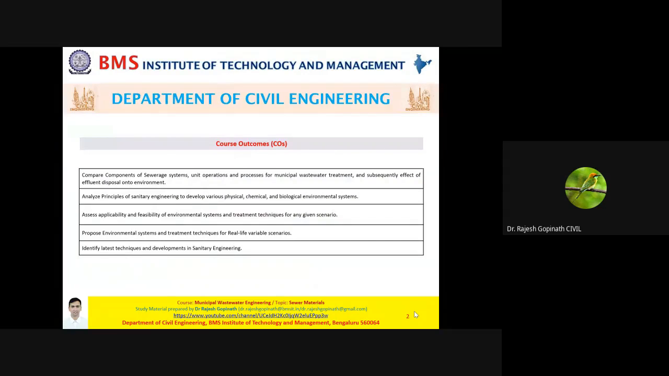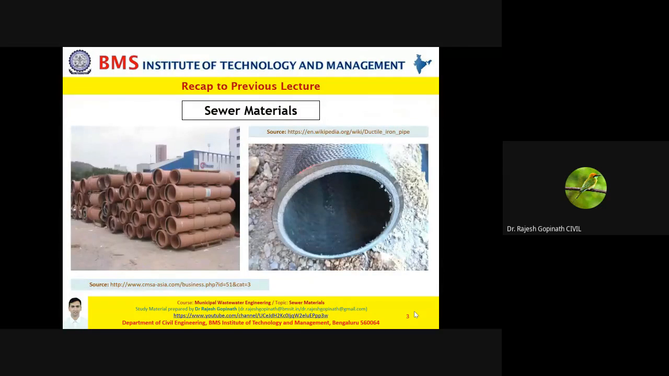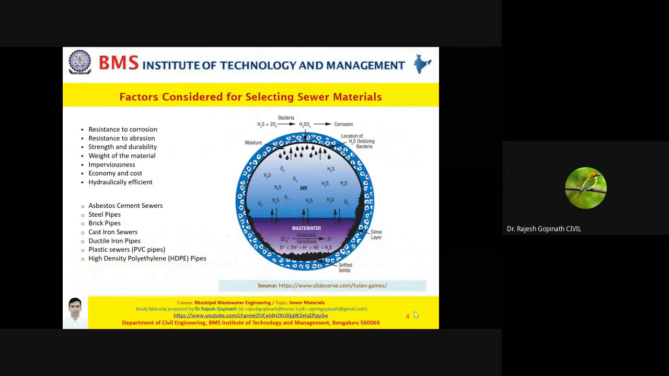If you recollect, in the previous class we had briefly touched upon sewer materials. As a quick recap, when you go about selecting a sewer material, there are certain criteria to be considered, such as its potential to resist abrasion and corrosion, its strength and durability, how heavy or light the material is, whether it is impervious enough to prevent infiltration and exfiltration, its overall hydraulic efficiency, and finally, when you speak about feasibility, whether it is economical and of less cost that it can be afforded for any large scale or small scale projects.